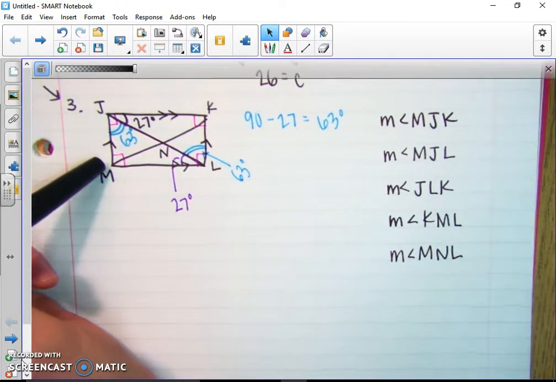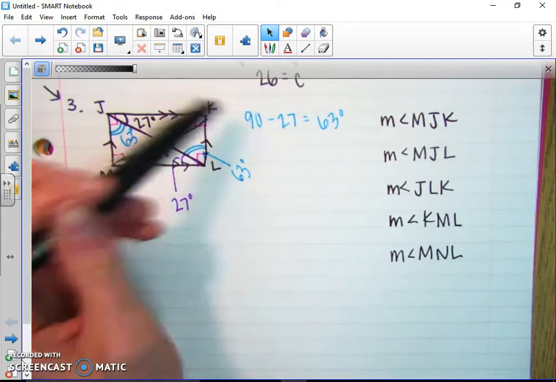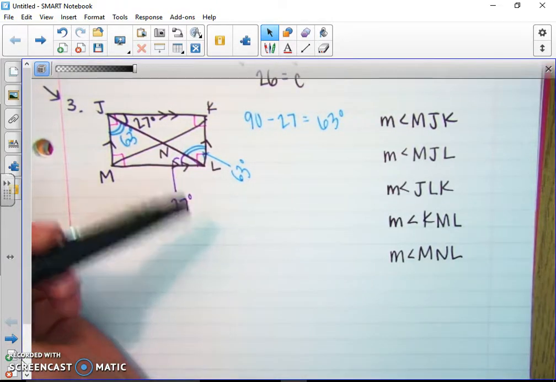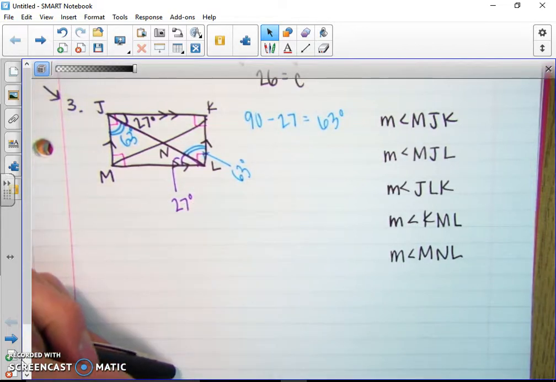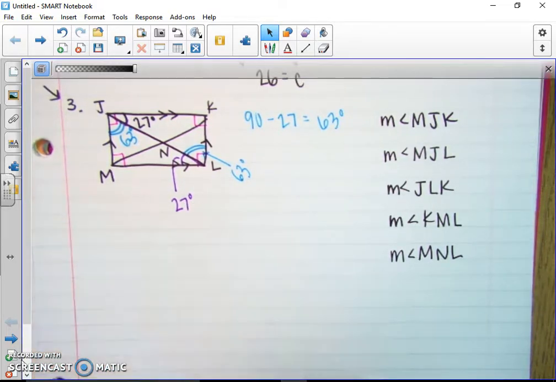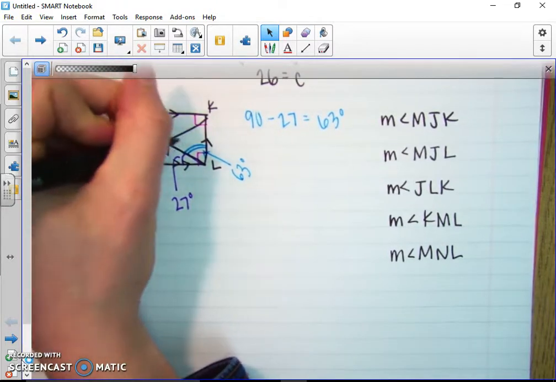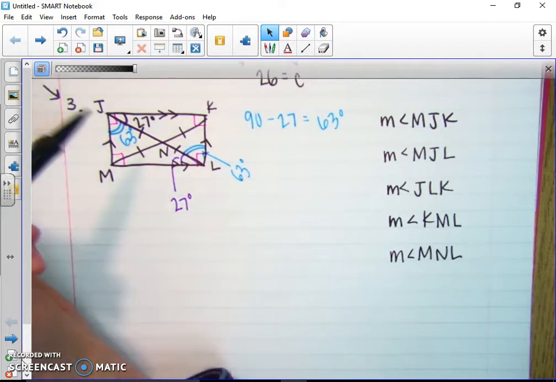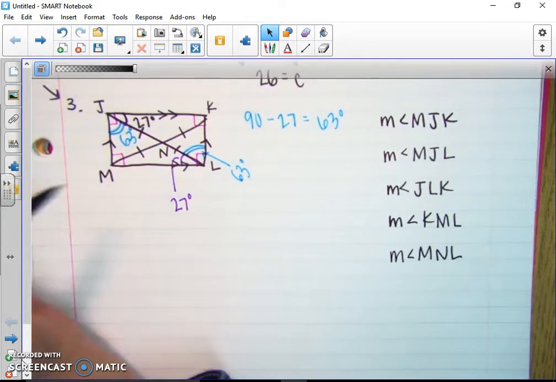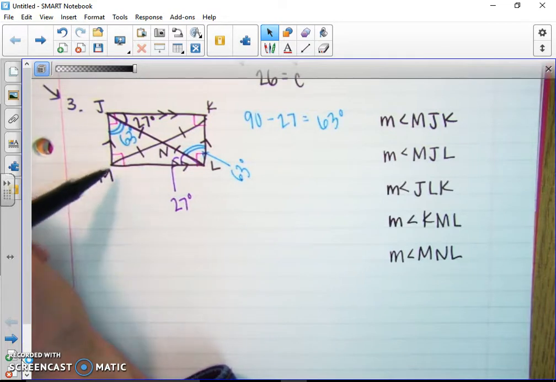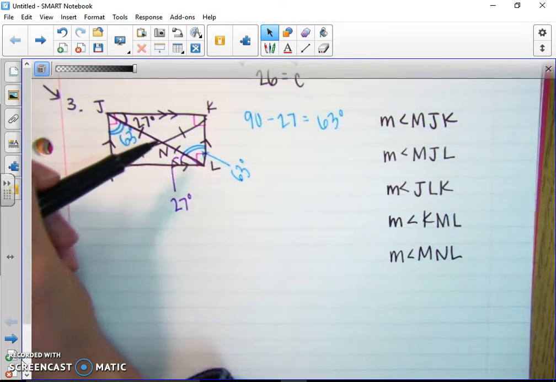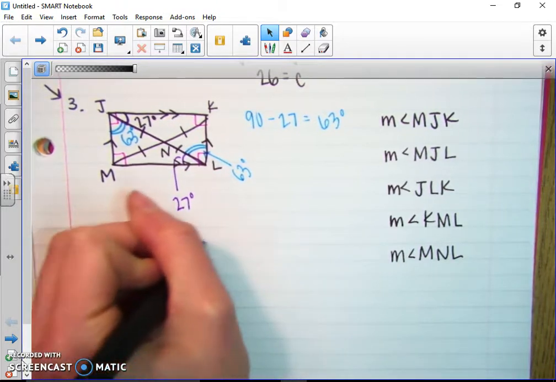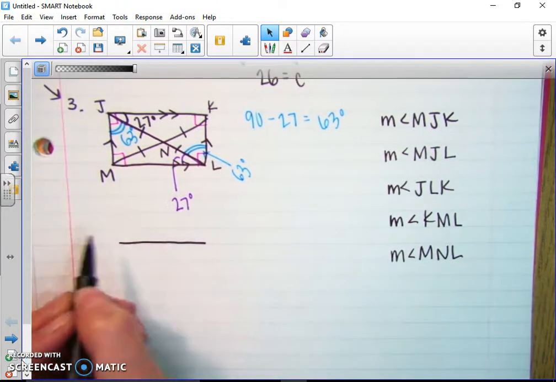So our next step, we need to figure out the angles around M, the angles around K. Now, by looking at the picture, we could probably make a guess of what they are. They might be 27 and 63 again, but we need to actually understand why they are that. So remember, in any parallelogram, the diagonals bisect each other. Okay, so I've drawn my little tick marks to show that MN is congruent to NL and KN is congruent to NJ. And this is important. I'm going to redraw this triangle, MNL.